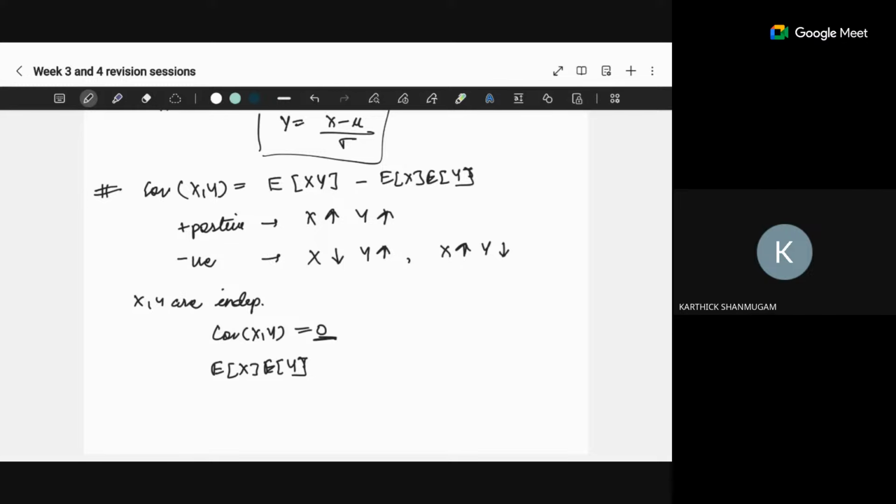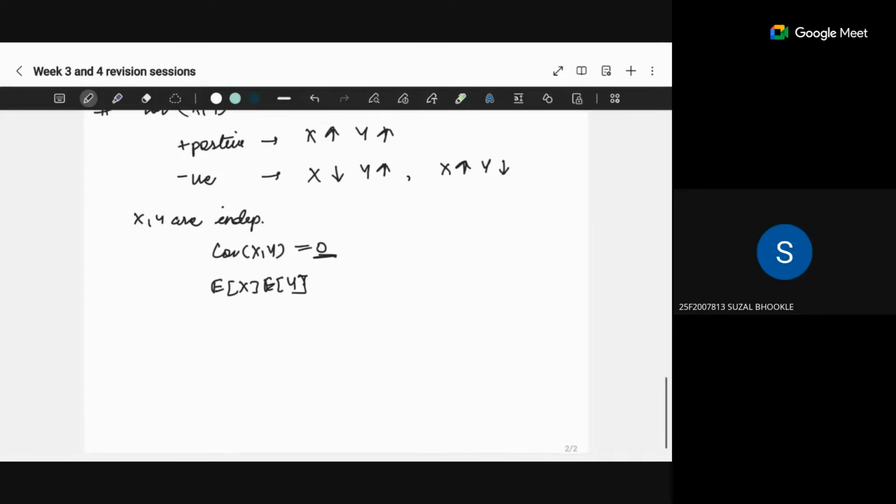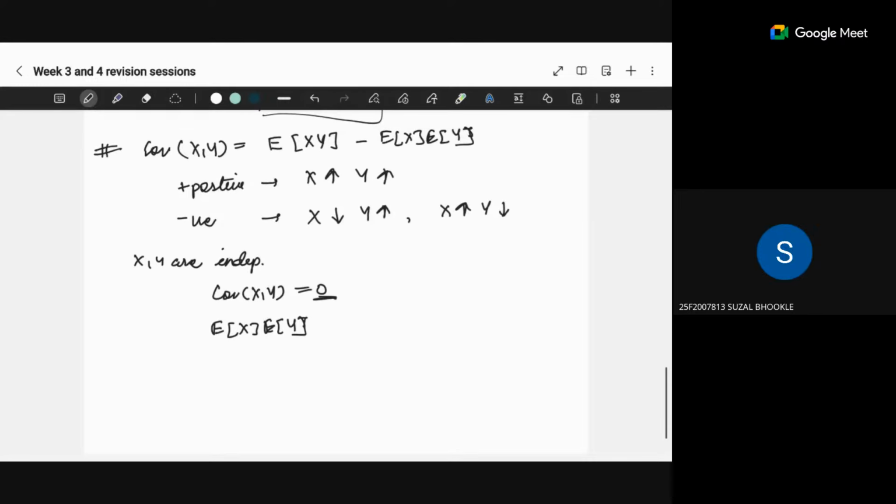Now I am asking, let's suppose my covariance is 0. Can I say that they are independent? No, not always. They can be dependent. There can be cases in which my covariance comes out to be 0, but the variables are dependent. But it is always true that if my x and y are independent, I will always have my covariance as 0. Fine.